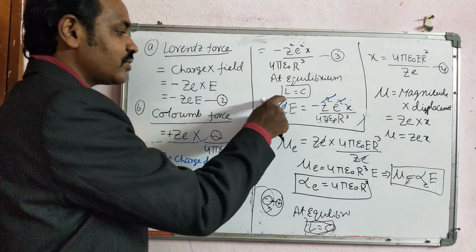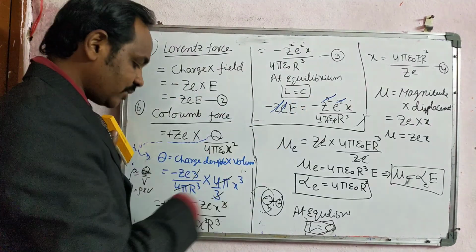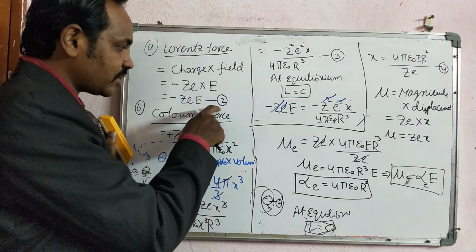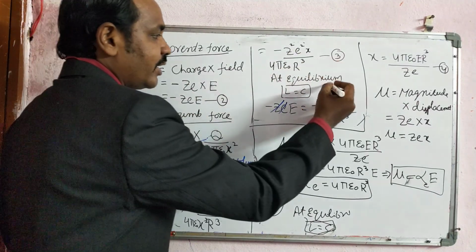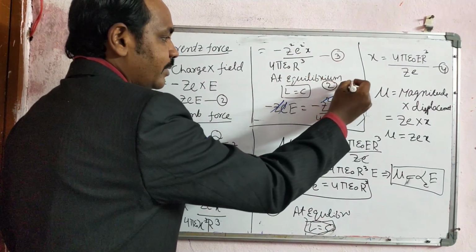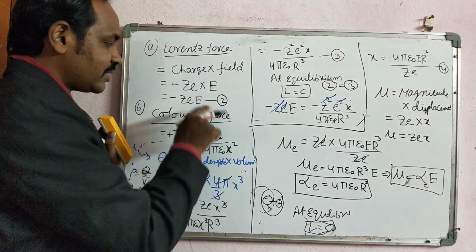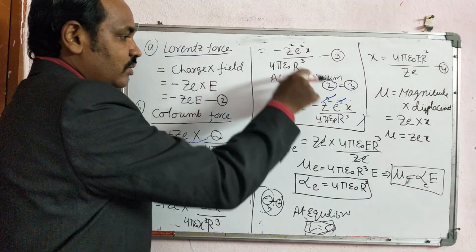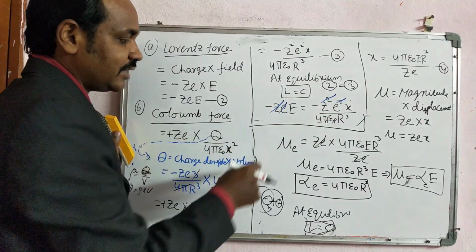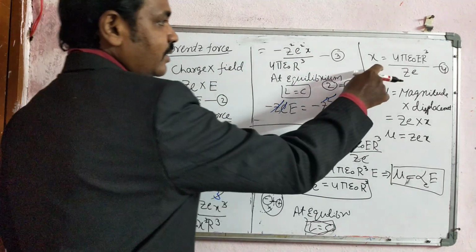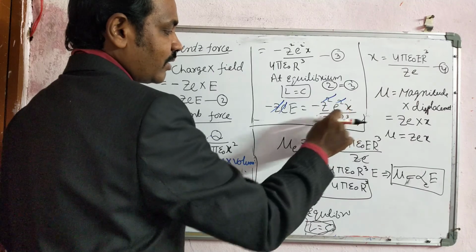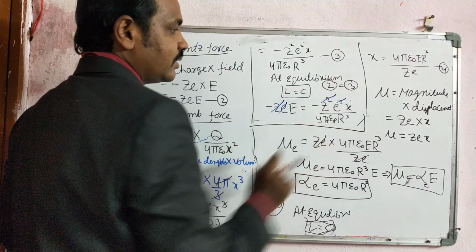At equilibrium, Lorentz force equals Coulomb force. I equate both the equations: the Lorentz force from equation number 2 and equation number 3. Now the Lorentz force is minus Ze into E, and this Coulomb force is this one. Cancel out Ze, then what are you getting here? The x value. Only x I will take out, and all the other values I bring here. That is equation number 4.